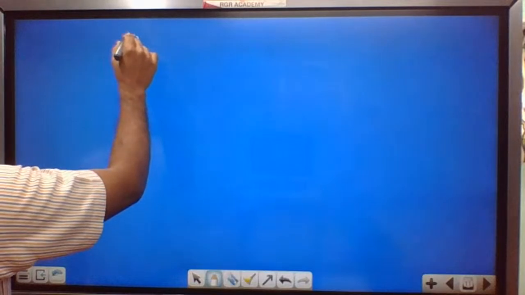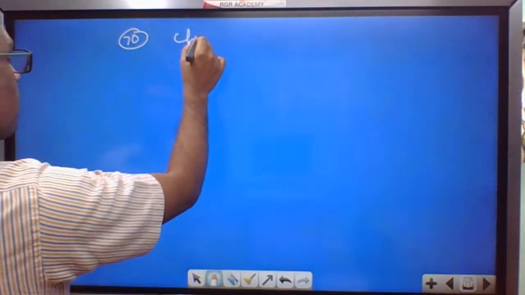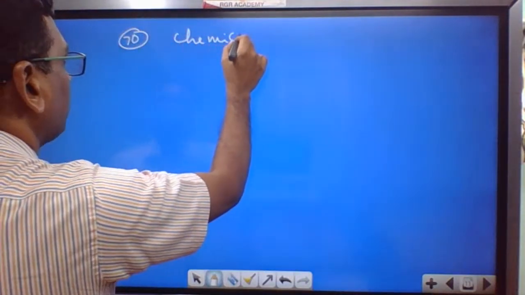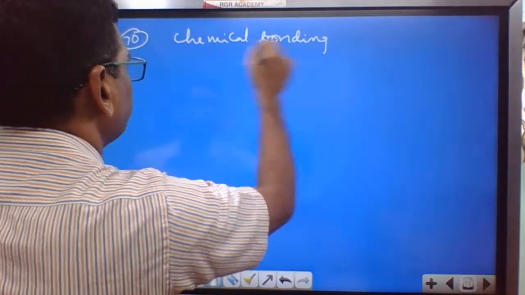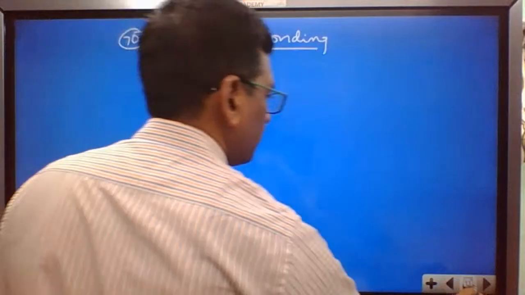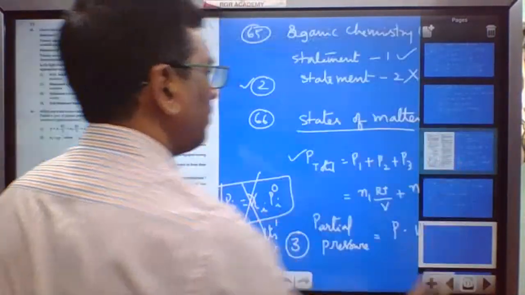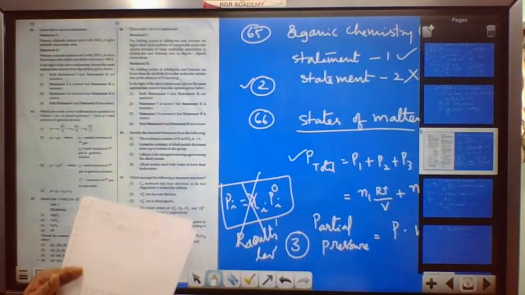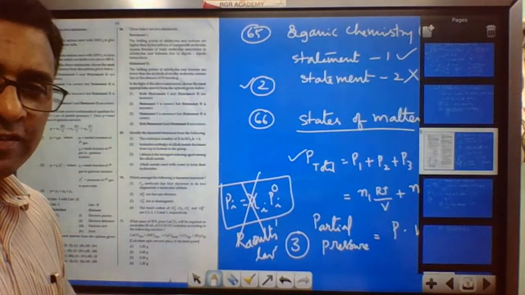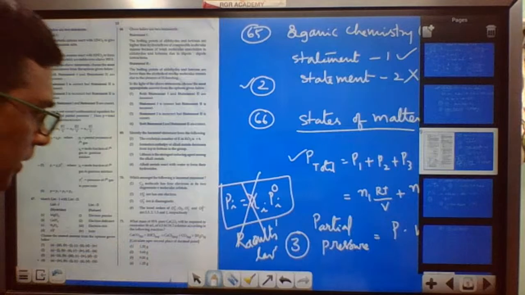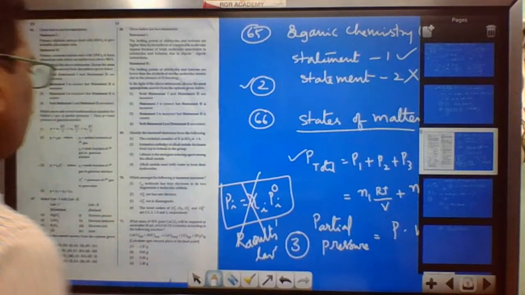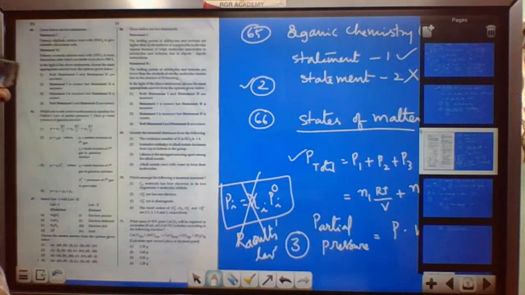Coming to the 70th question. This is given from chemical bonding. The area of chemical bonding is molecular orbital theory. Which among the following is the incorrect statement?